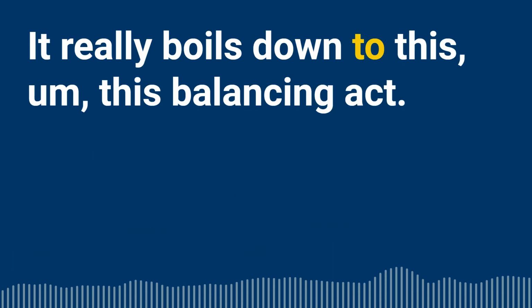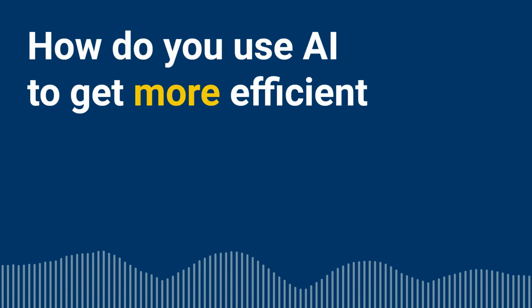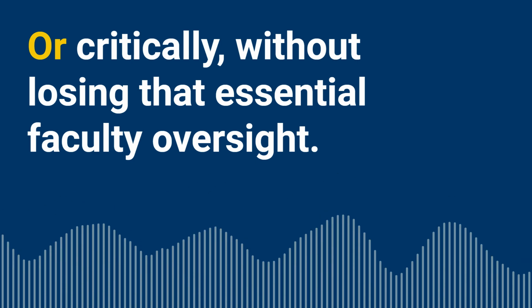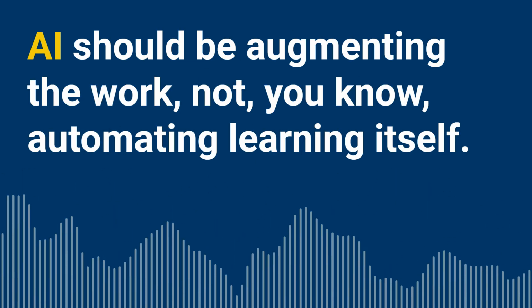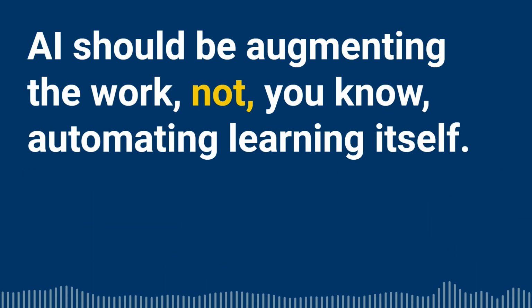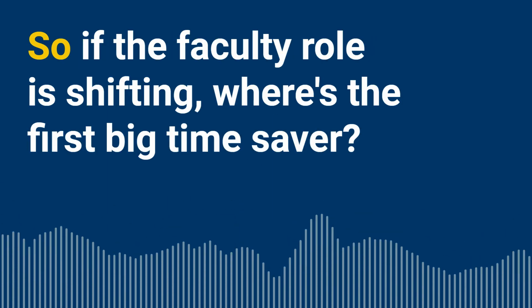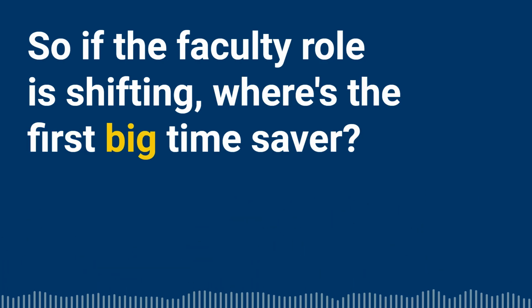Yeah, it really boils down to this balancing act. How do you use AI to get more efficient without sacrificing the quality of education? Or, critically, without losing that essential faculty oversight? AI should be augmenting the work, not automating learning itself. Okay, augmenting, not automating.